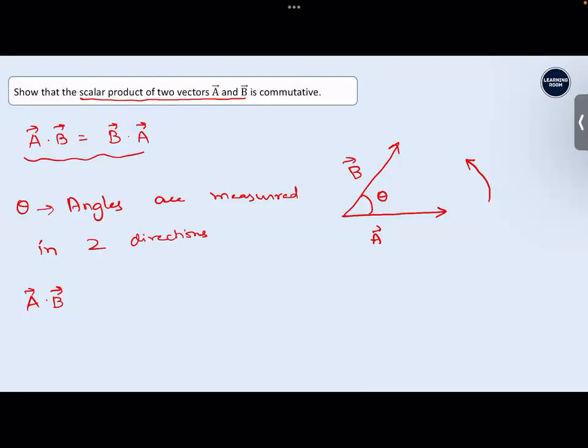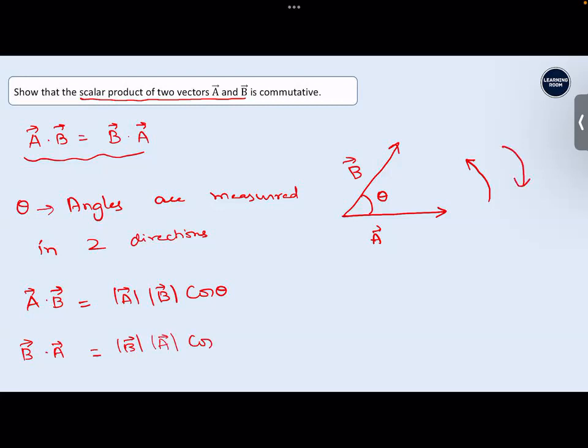Then A vector dot B vector will be equal to magnitude of A vector into magnitude of B vector into cos theta. Am I clear with this? Similarly, if I do B vector dot A vector, then it will be magnitude of B vector into magnitude of A vector into cos of, you need to turn in the clockwise direction.